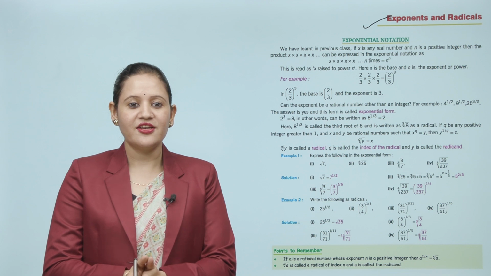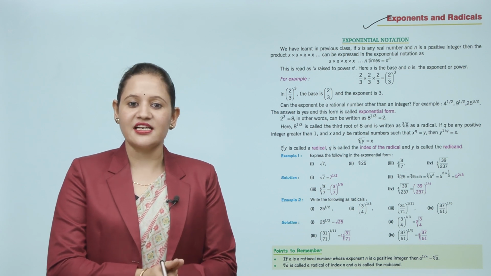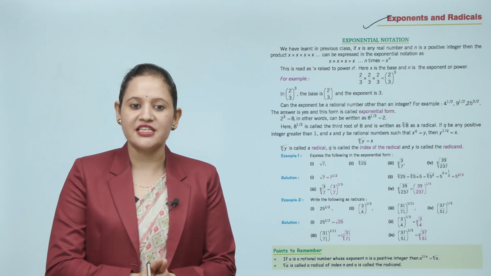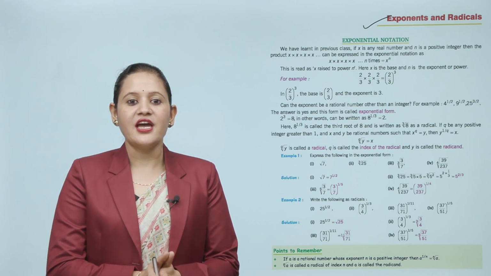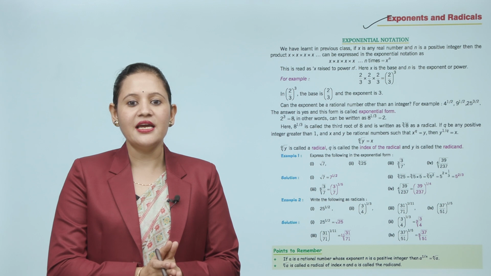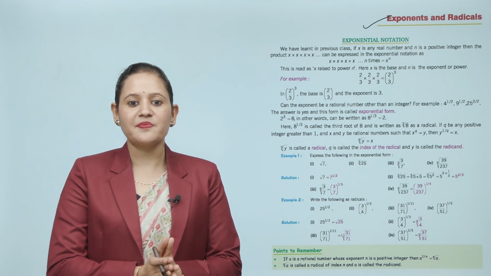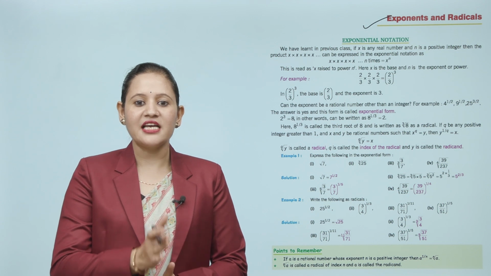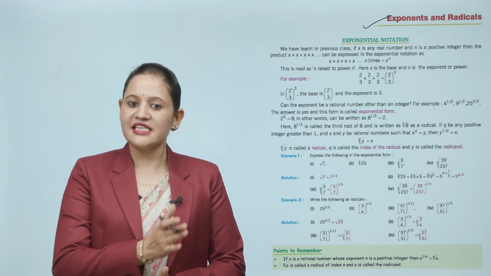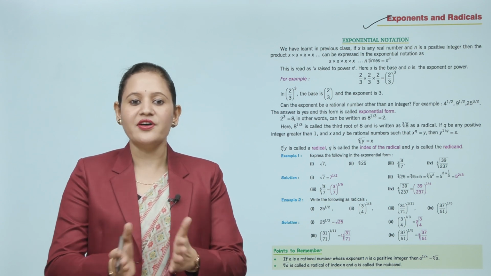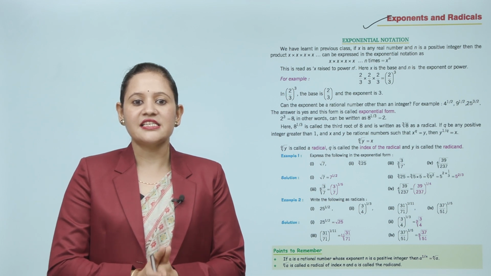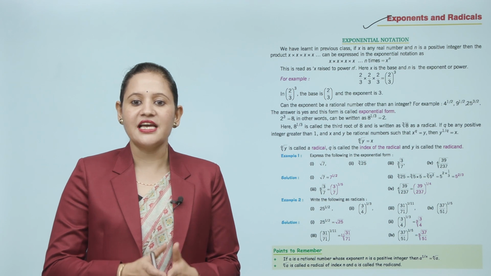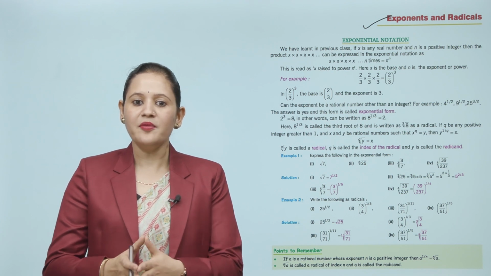Exponential notation. We have learned in the previous class, if x is any real number and n is a positive integer, then the product of x multiplied n times can be expressed in exponential notation as x multiplied by x multiplied by x, n times, so x to the power n. This is read as x raised to the power n. Here x is the base and n is the exponent or power.